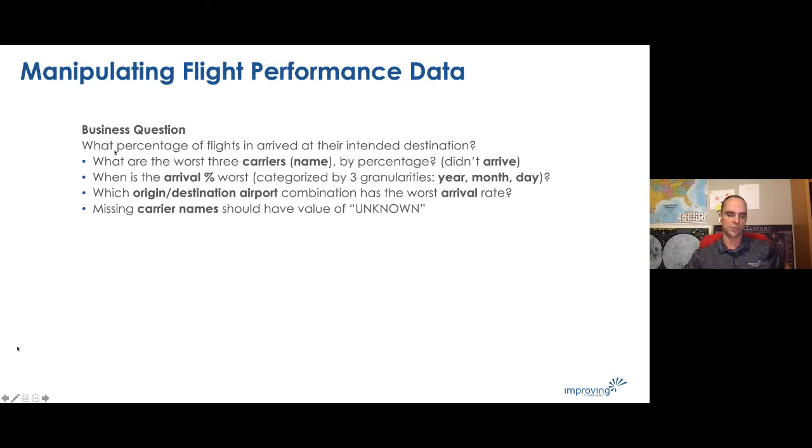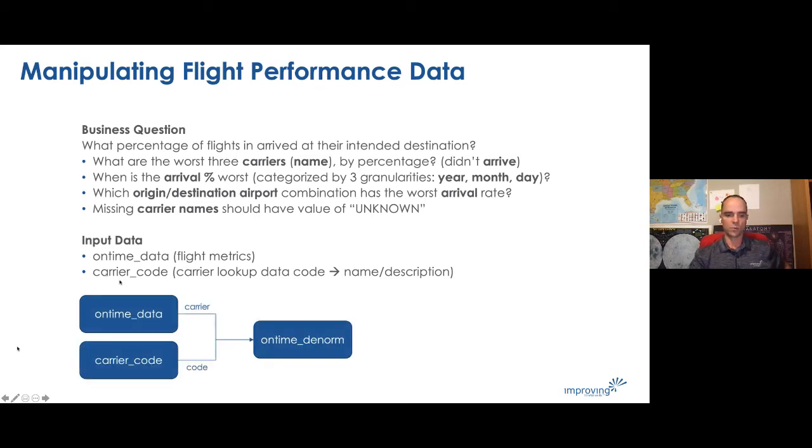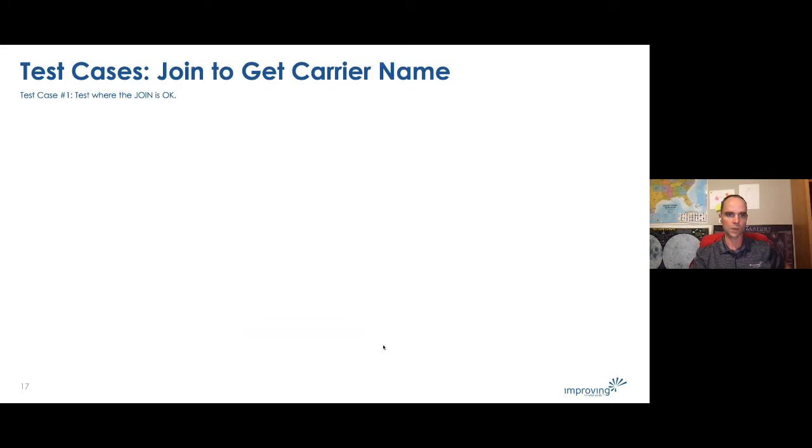So basically what I'm going to be doing is, I'm going to be looking for flights and figure out, did they arrive at their destination or not? I've got some input data. I've got on-time data, which is the flight performance. And then I've got a lookup table called carrier code, where we will then join on the carrier to the code on these two tables, select some columns from both of them, and turn those into on-time denorm. So this is what we're going to test. This is our ELT process here, which is going to generate this on-time denorm. That's what we're going to write, do some TDD on.